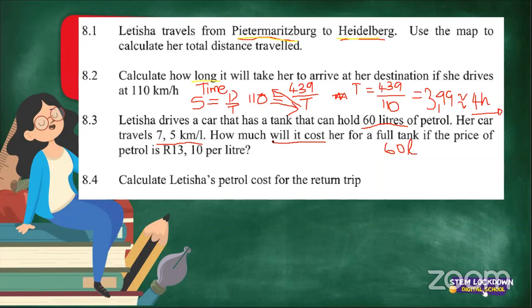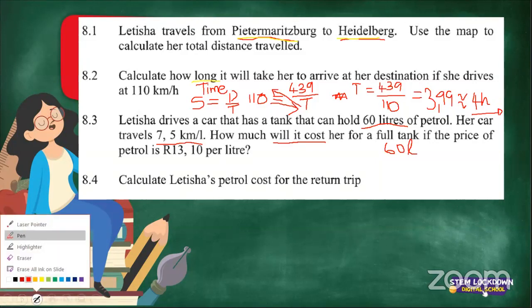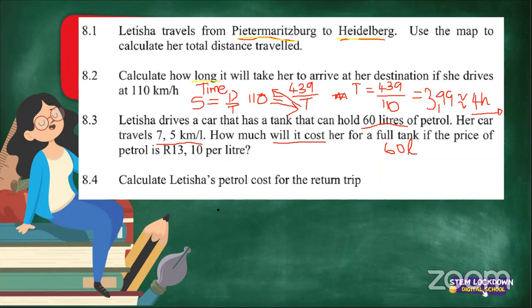Okay, let's do it together. You guys, you mustn't be shy, you must just try your best. If you're wrong today, you won't be wrong in an exam. Always understand the question. So here, how much would you spend on a full tank? What is important in this case is the quantity of the full tank, which is 60 liters, and per liter it will cost 13 rand and 10 cents.